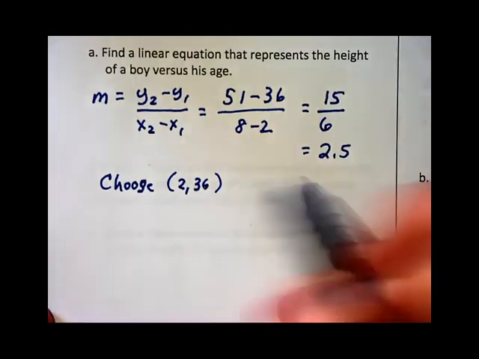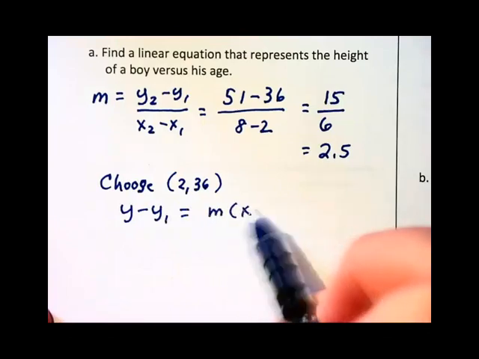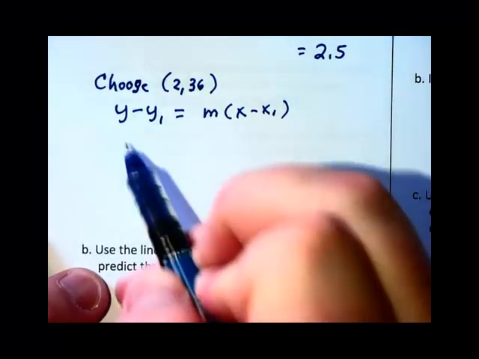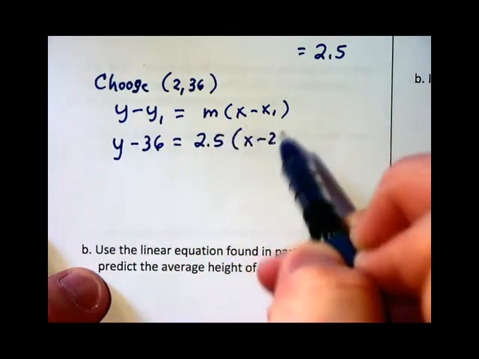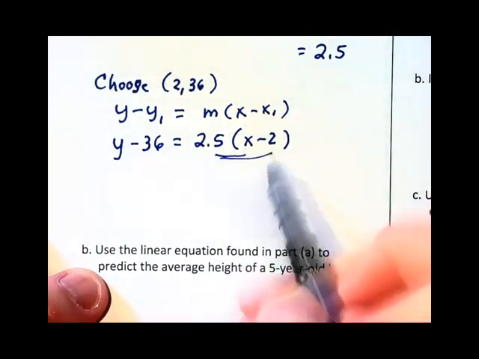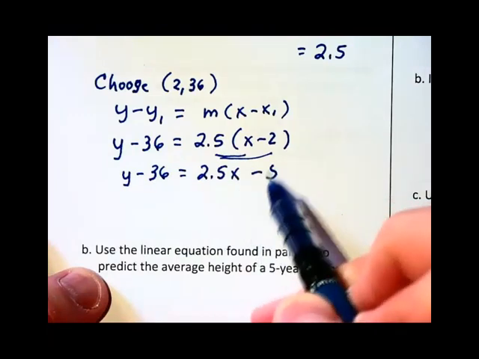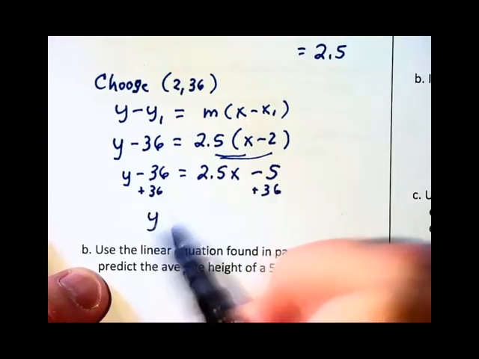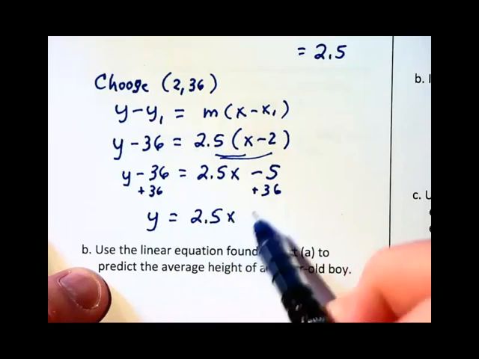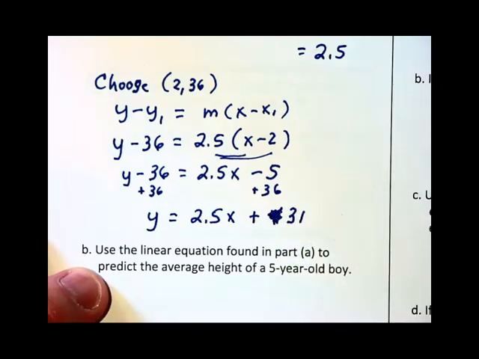Now we need to write an equation, and I'm going to choose the point (2, 36) as our point, and we're going to use the point-slope formula, which is y minus y1 equals m times x minus x1. And now we have our point and our slope, which we're going to substitute in. y minus 36 equals 2.5 times x minus 2. Do some distribution here. y minus 36 will equal 2.5x minus 5. And then adding 36 to each side of the equation, we will have y equals 2.5x plus 31. That's a negative 5 there.